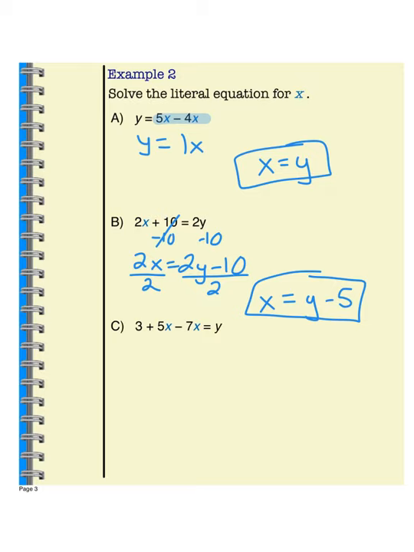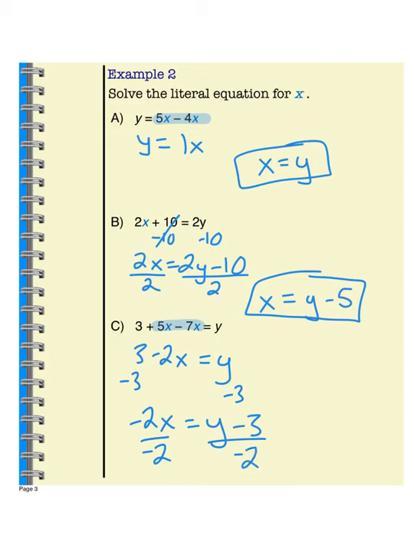So 5x minus 7x, we're going to combine these like terms. That is negative 2x. So I'm going to rewrite this as 3 minus 2x equals y. Then we're going to subtract 3 from both sides. So I have negative 2x equals y minus 3. And last step, we're going to divide by negative 2. So my answer is x equals negative 1/2 y plus 3/2. You could also just leave this as y minus 3 over negative 2.